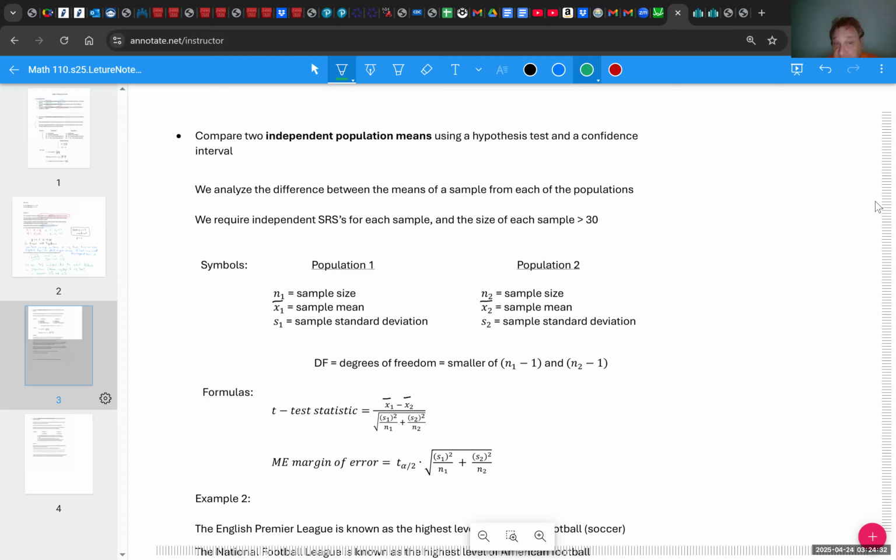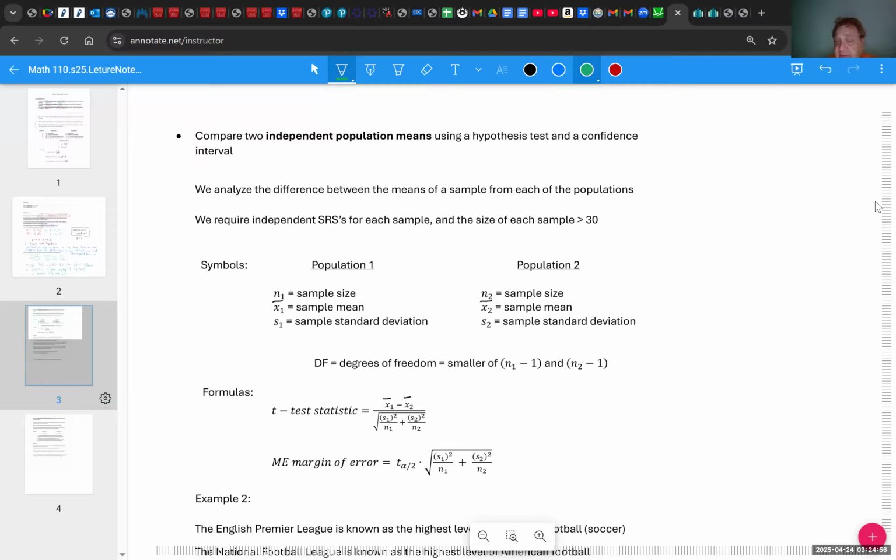Okay, so symbols. Again, we have the ones and twos for population one, population two. N1 is the sample size for population one. X1 with a bar on top would be the sample mean. I had to write it in myself there. That's the sample mean from the first population, and S1 would be the sample standard deviation, and we get the twos for the same for population two.